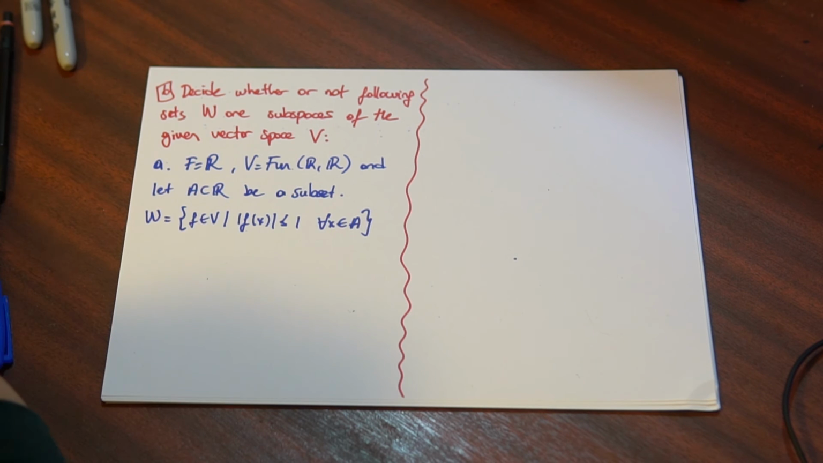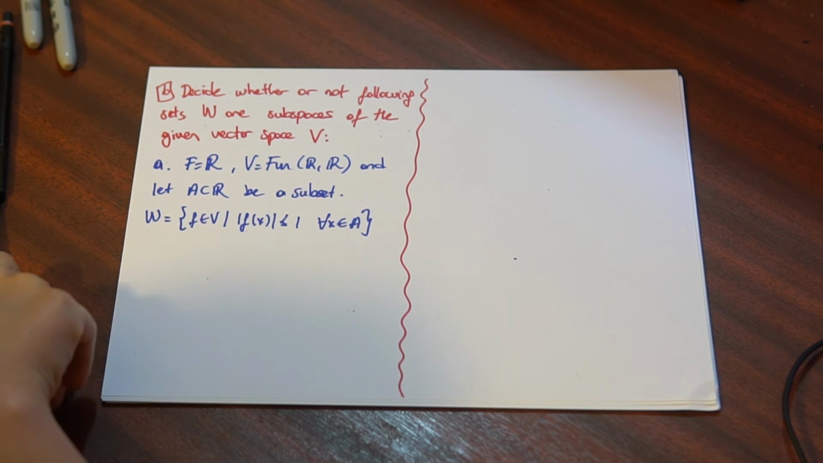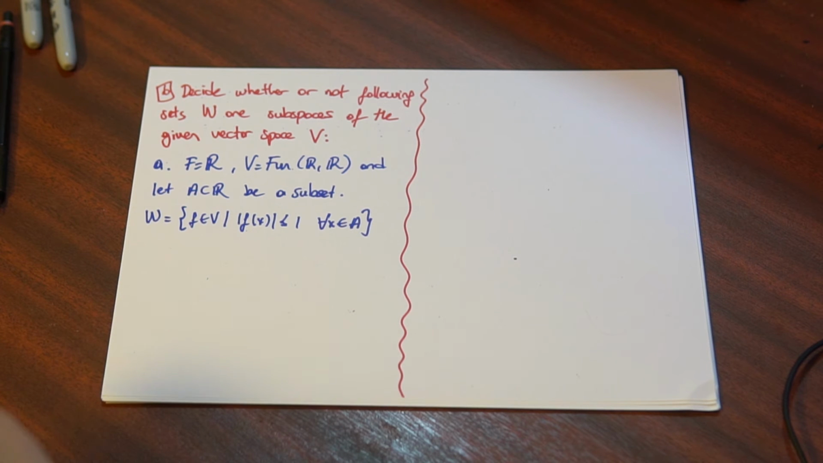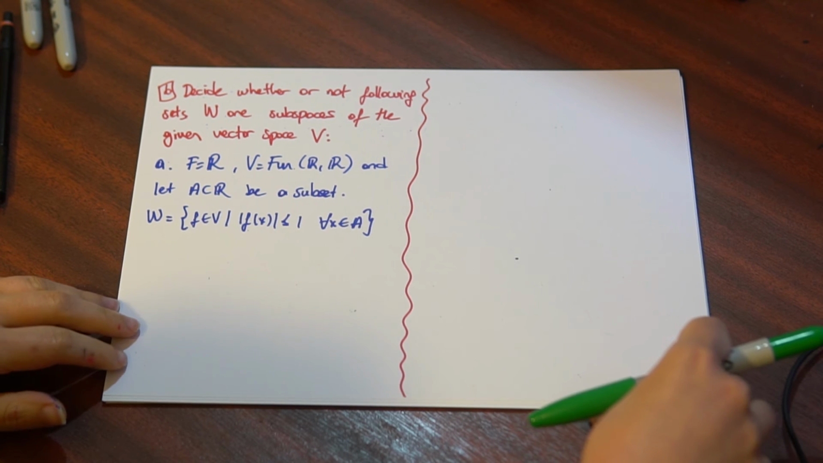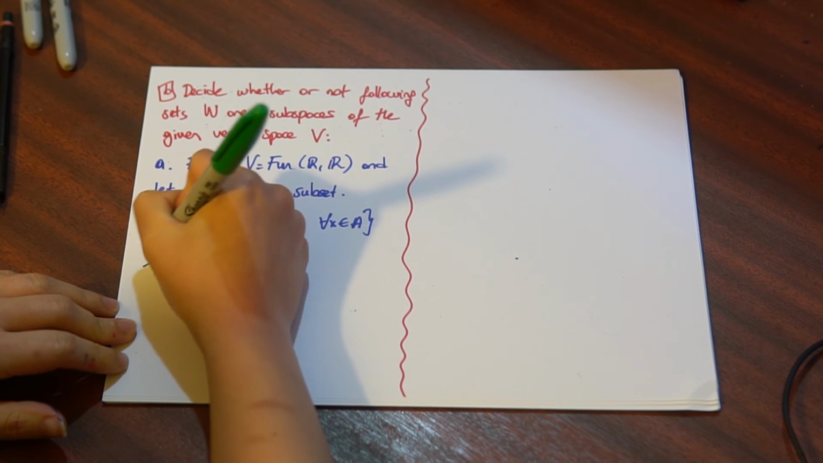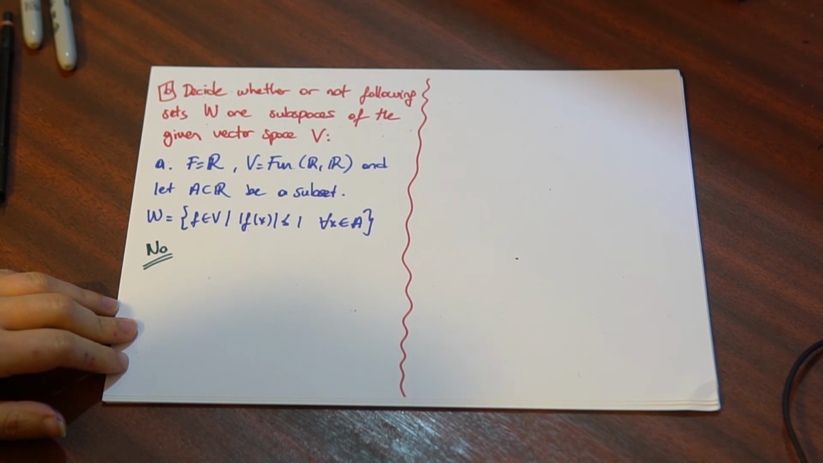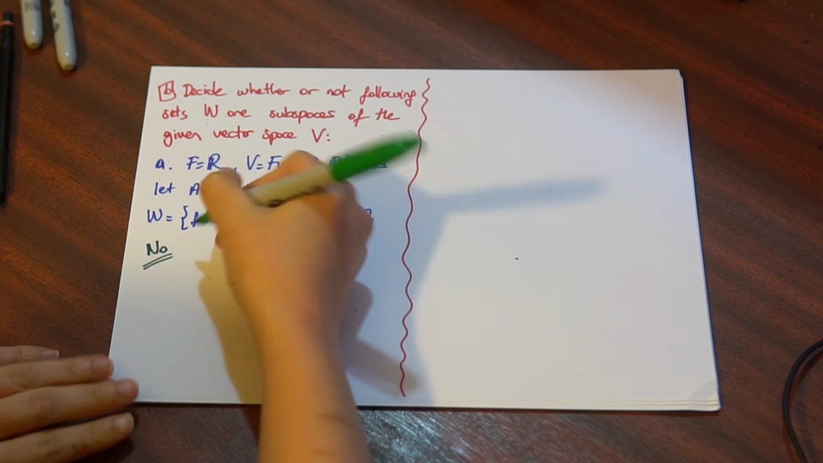Question 6 is to decide whether or not the following sets W are subspaces of the given vector space V. The first one: the field is the real numbers, the vector space is the functions from R to R, and let A be a subset of R, and W is the functions inside of V such that the absolute value of f(x) is less than or equal to 1 for every x inside of A. And the answer is no. Now let's show why it is not true.